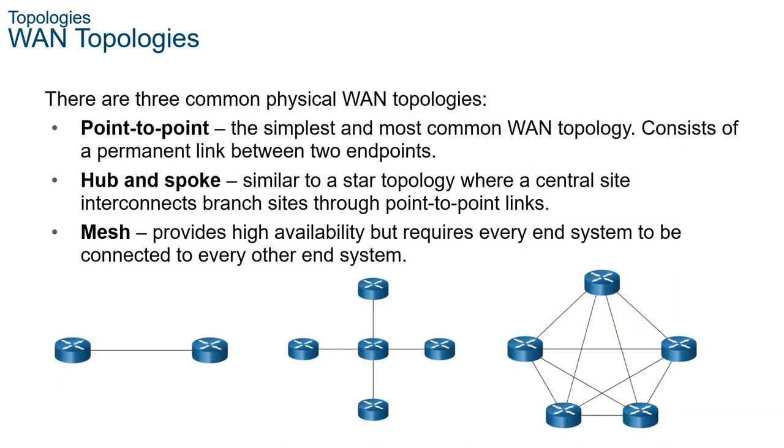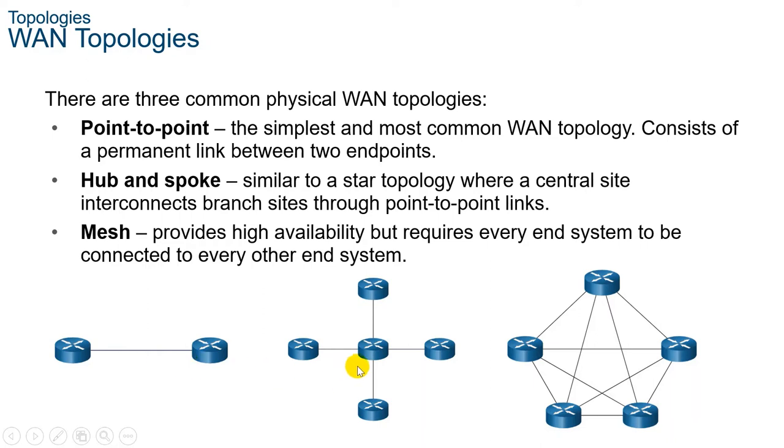How about WAN topologies? The figures illustrate how WANs are commonly interconnected using three common physical WAN topologies. This includes point-to-point, hub and spoke, and mesh topology. Point-to-point is the simplest and most common WAN topology. It consists of a permanent link between two endpoints, as you see here. For instance, we have two routers directly connected to each other, maybe via a serial cable. This is an example of a point-to-point connection.